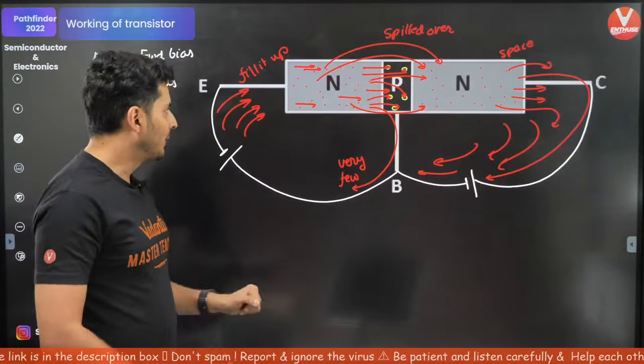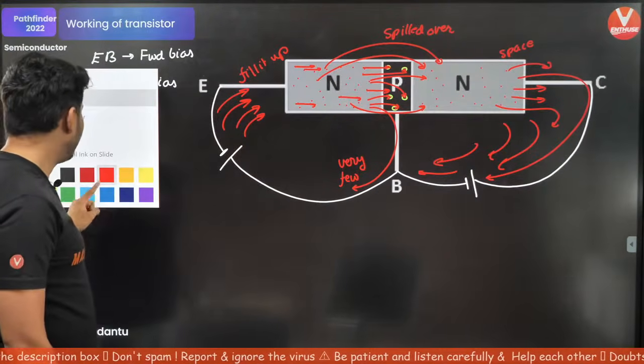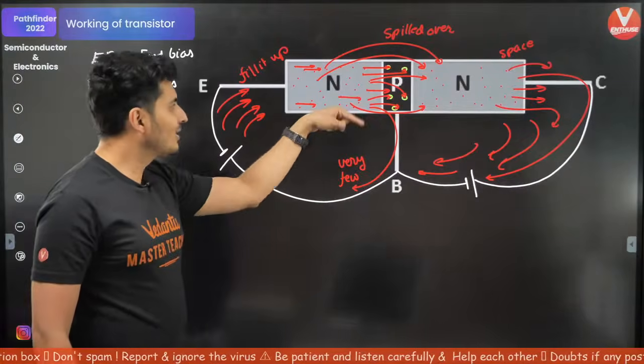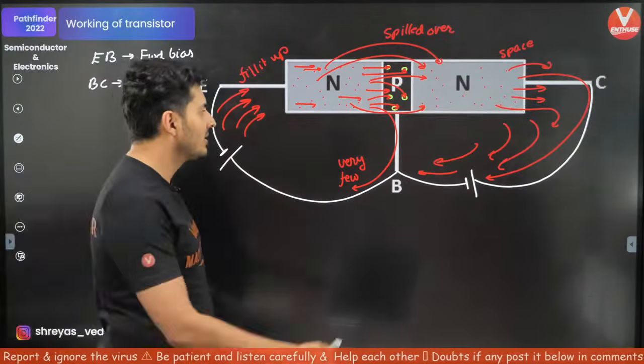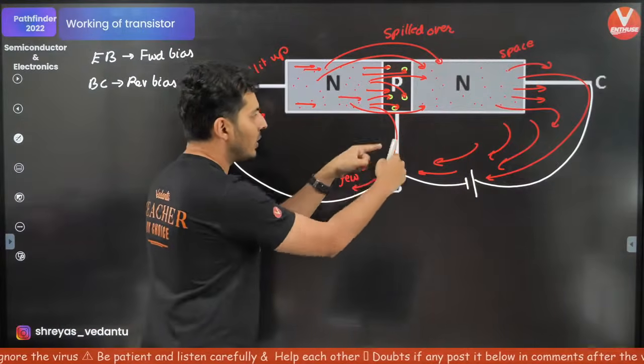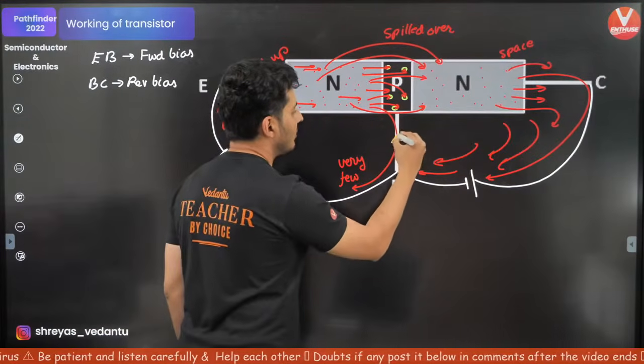Clear? Okay. Now if I talk about the current direction, very important. This is the flow of electrons. Current will flow exactly opposite to the flow of electrons. That means if the electrons are coming like this, the current is flowing like this.